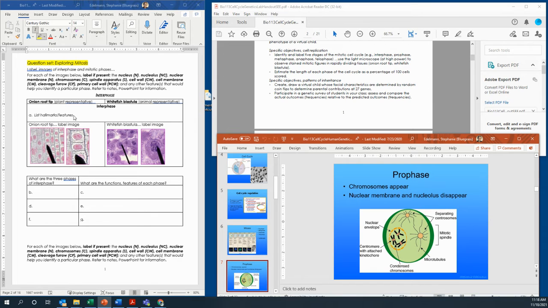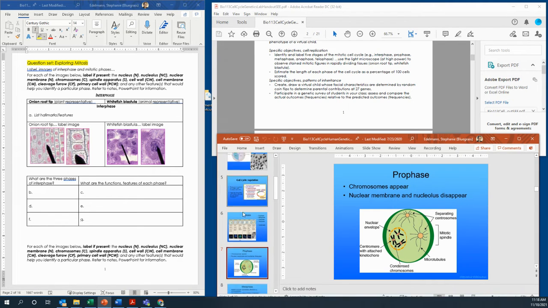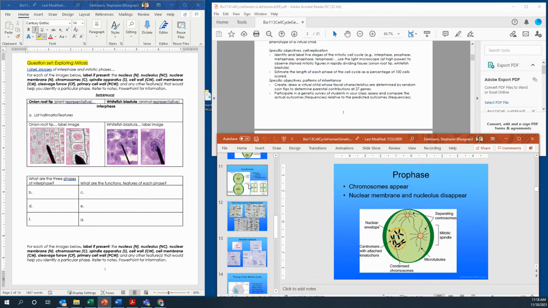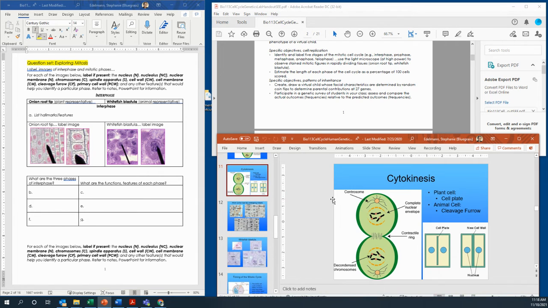The cell wall. This is one of those things, the cell wall, that's the difference between plant cells and animal cells. And if you go to cytokinesis, a plant cell has a cell wall, because this is it right here in the picture. So there's a cell wall surrounding the plant cell. The animal cell has a cell membrane. The plant cell also has a cell wall.